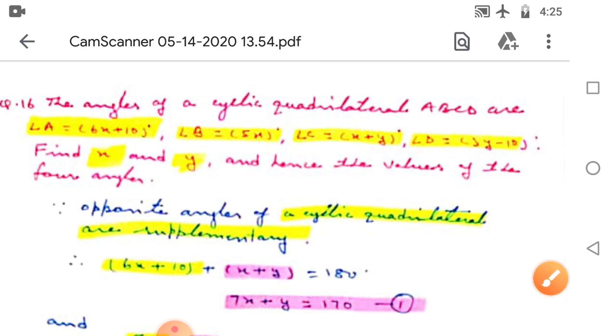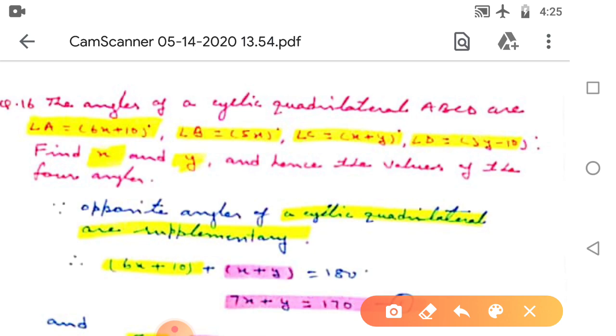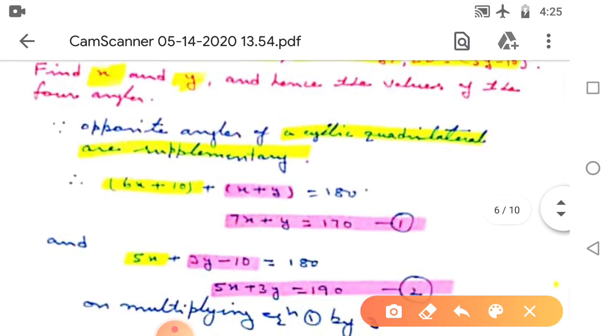Clear? So take two opposite angles. So we take 6x plus 10, that is angle A, and angle C, that is x plus y. So 6x plus 10 plus x plus y is equal to 180, and we get the equation 7x plus y is equal to 170. 7x plus y is equal to 170. Clear?